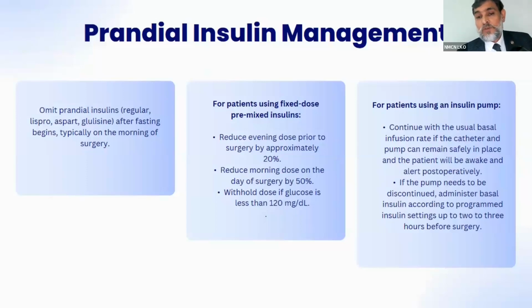For patients using fixed dose pre-mixed insulin, many of the patients are on a fixed dose of the mixed insulin, and we have to reduce the evening dose prior to surgery by approximately 20%, and on the day of the surgery it should be reduced by 50%. And withhold the insulin if the blood sugar is less than 120 milligrams.